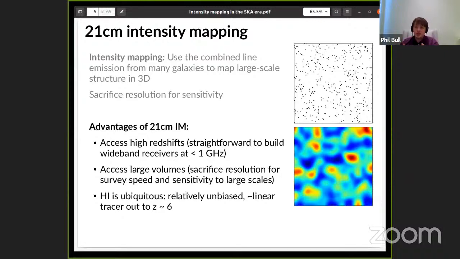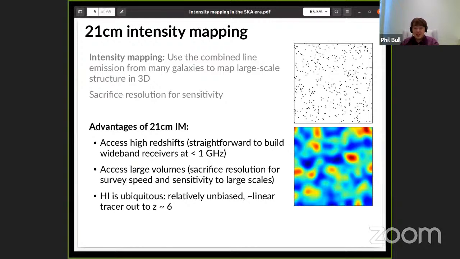Now, it's more efficient than a galaxy survey in the way I'm talking about, because it just gives you a snapshot of the large scale structure directly, rather than having to count individual galaxies. It's very fast in a way. You can access quite large survey volumes. You can do quite a rapid survey of a very large volume of the universe with a radio telescope. And that's really one of the major advantages.